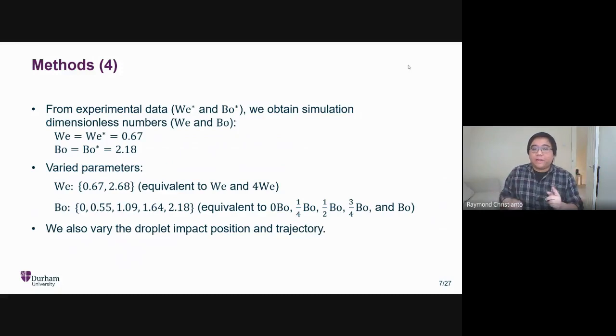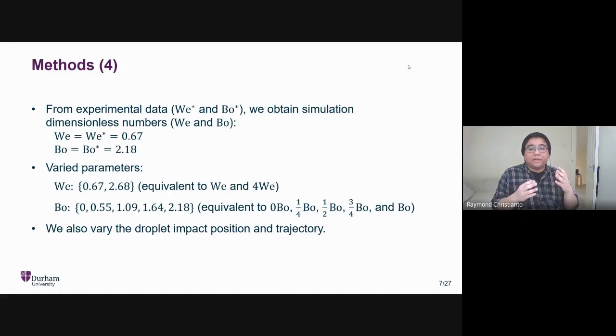So we choose the Weber number 0.67, which we call WE, and 2.68, called 4WE. Why 4 instead of 2? Because we tune the impact velocity in our simulation. Therefore, doubling the impact velocity will quadruple the Weber number. For the Bond number, we divide from 0 to 1 into 0, a quarter, a half, three quarters, and 1. And we do it by tuning the gravity in our simulation, while in experiment, you can do it by changing the droplet size and also scaling the structure size.